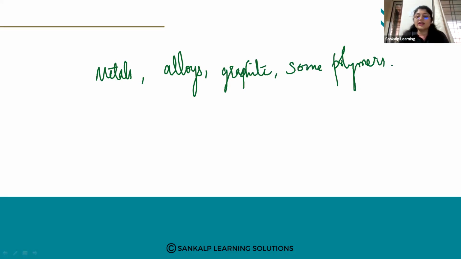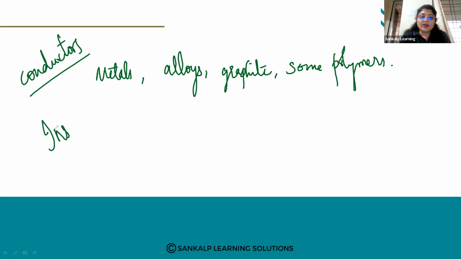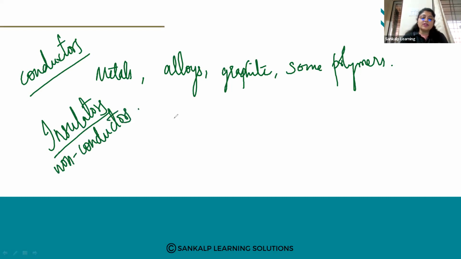So what is the role of conductors? They allow the passage of electricity through them, so they are called conductors. Next is insulators. They are called insulators, or non-conductors also. What do you mean by non-conductors? The substances which do not allow the passage of electricity through them are called non-conductors or insulators.